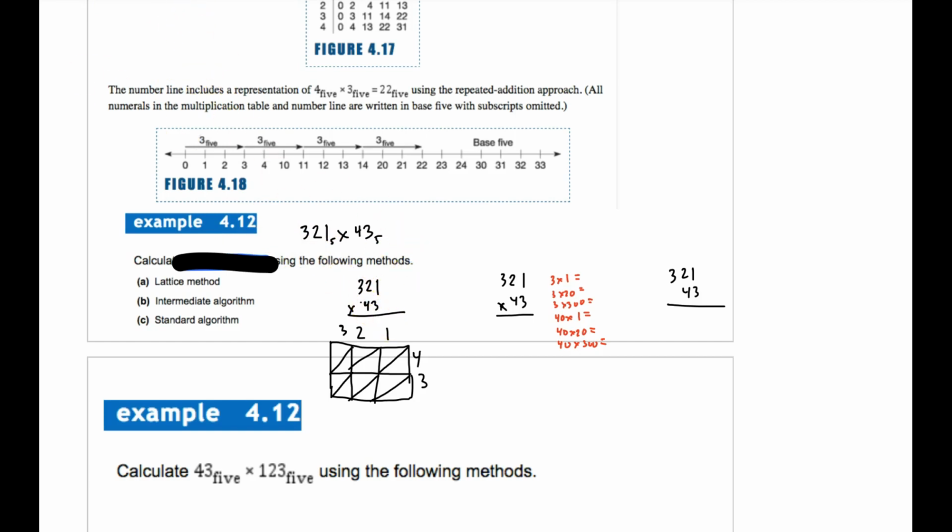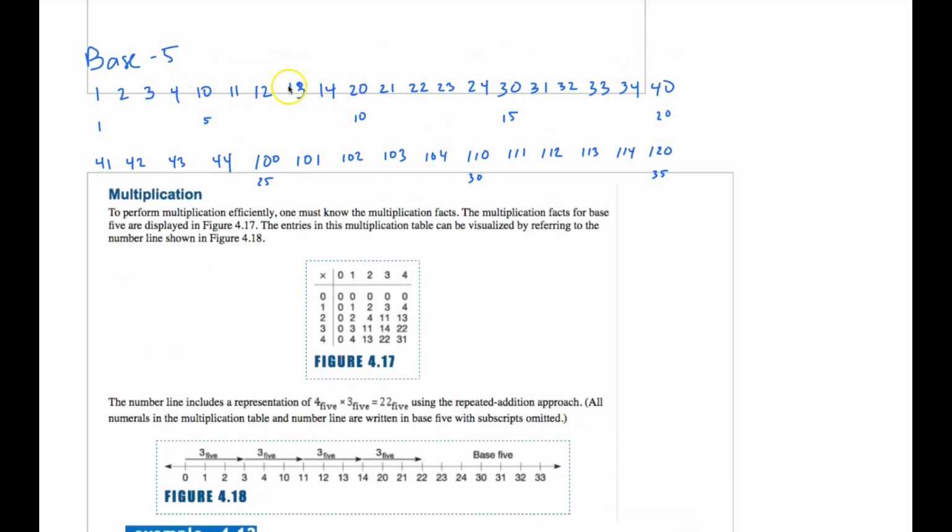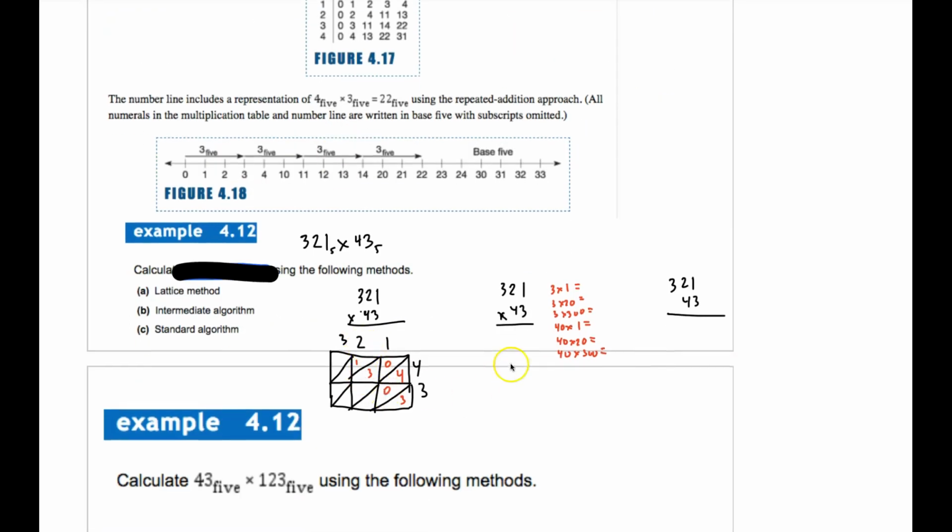So we go ahead and look at 1 times 4, there's your 0, 4. 1 times 3, 0, 3. 2 times 4 is 8, which is 1 and 3. And again, that 8 comes from over here: 5, 6, 7, 8, 1, 3. 2 times 3 is 6. 6 is equal to 1, 1. 3 times 4 is 12. That's two groups of 5 and two ones. 3 times 3 is 9. So that's 1, 4.